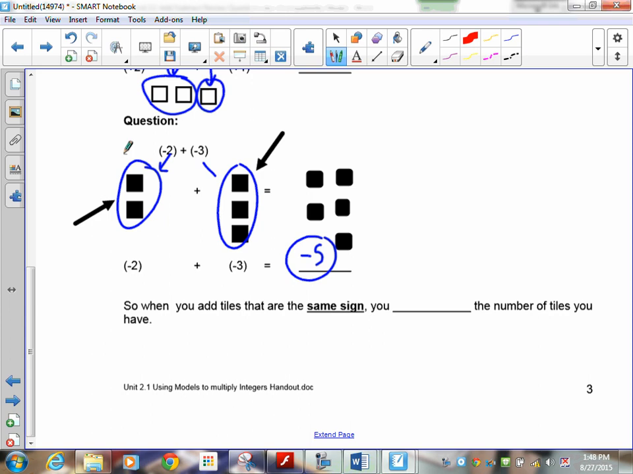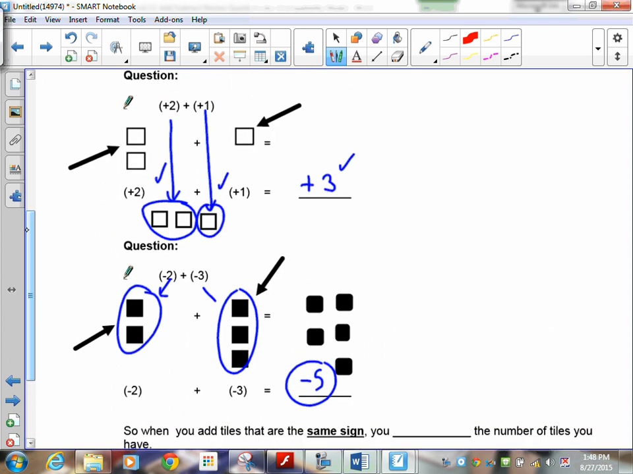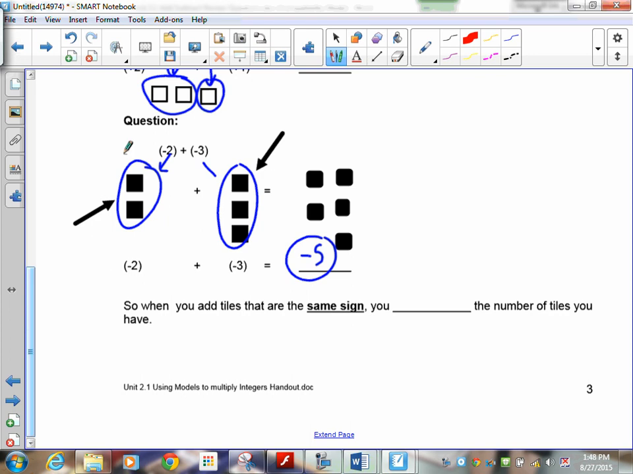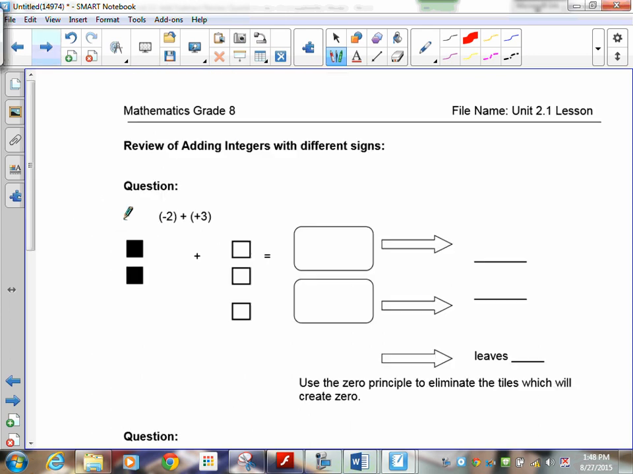So if you take a look at these two questions, the first ones were all positive, the second ones were all negatives. That means that when you add integers that have the same sign, you count the number of tiles. That's all you have to do. That's adding integers. That's half of it. Adding a positive integer to a positive integer, adding a negative integer to a negative integer. Now, the only other way you can do this is if you have a negative and a positive combined. So how do we do this?